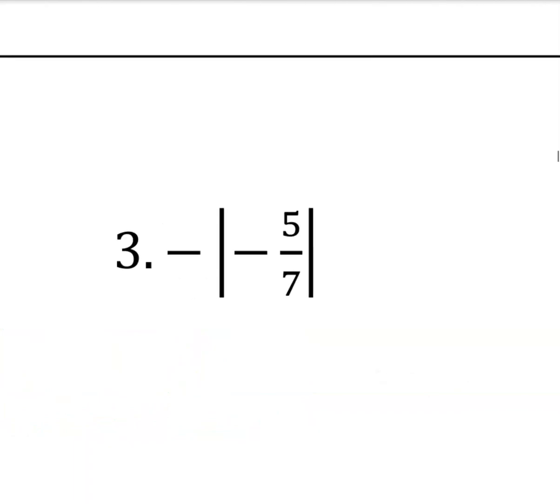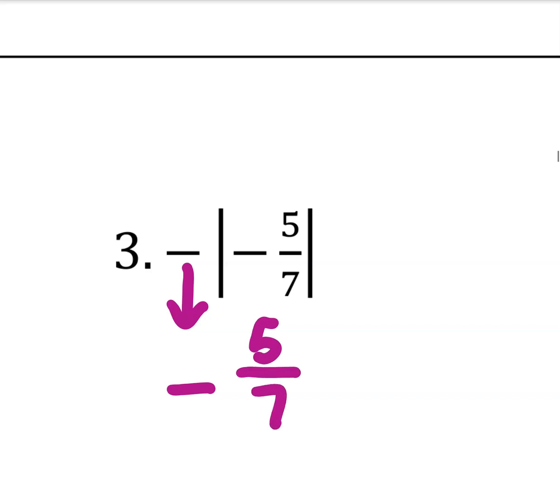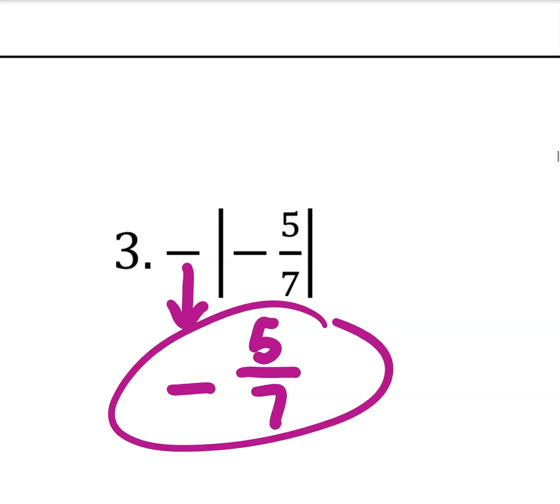One more. This one's kind of tricky. I do have a negative on the outside. So let's go ahead, bring the negative down, put it on the outside so I don't forget it. Now inside I have -5/7. How far away is -5/7 from 0? It's still 5/7 spots away. Even though I know I have negative, this time it doesn't make a positive. The absolute value bars are like blockers. It's blocking you from distributing that.